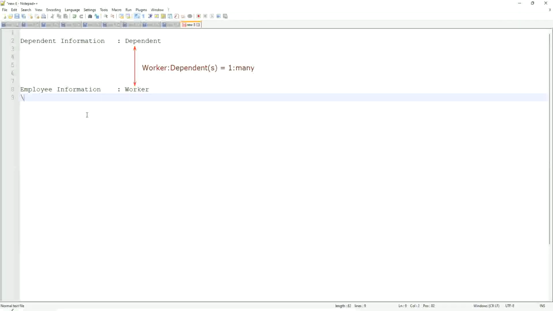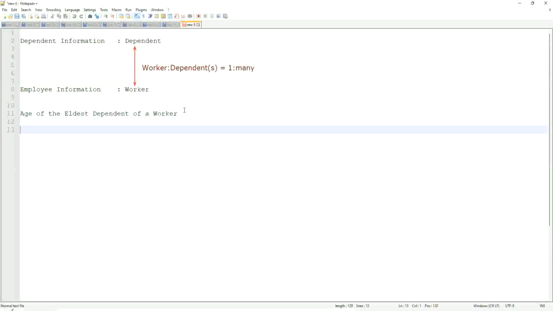Here, what we are trying to do is find out the age of the eldest dependent. Age of the eldest dependent of a worker. We are going to do that. When we did the related business object filters and subfilters, what did we do? We selected only the dependents who were more than 10 years old. That's what we did. But now we are going to look for the eldest dependent.